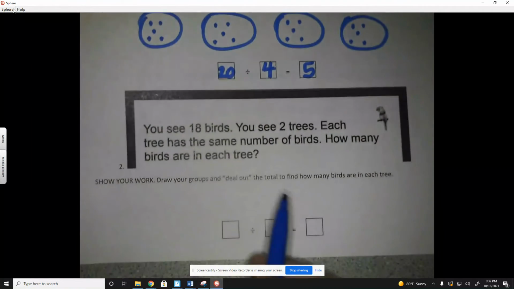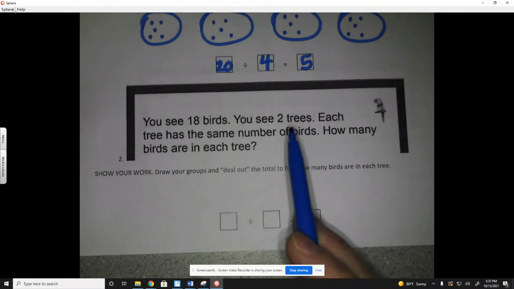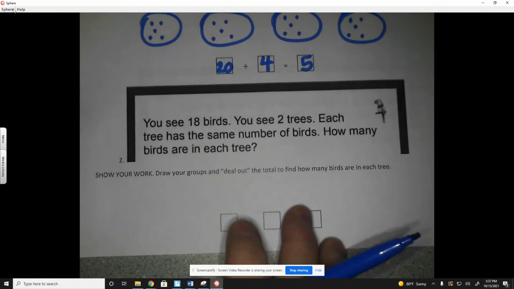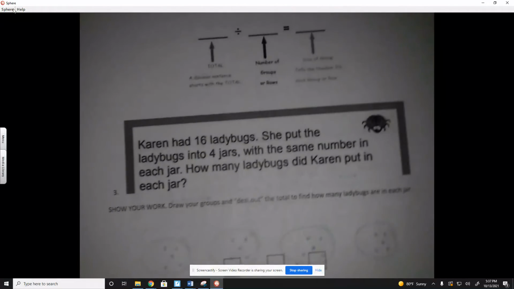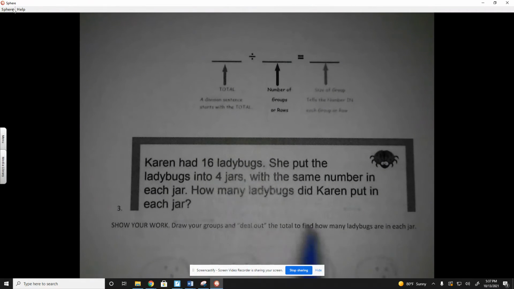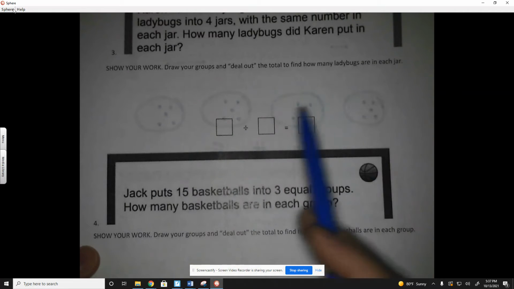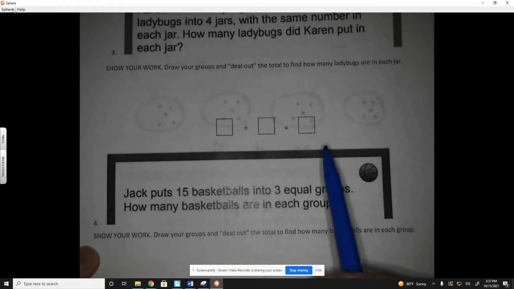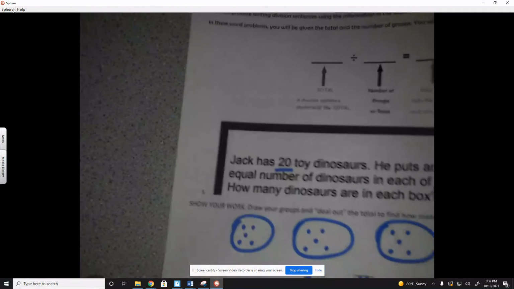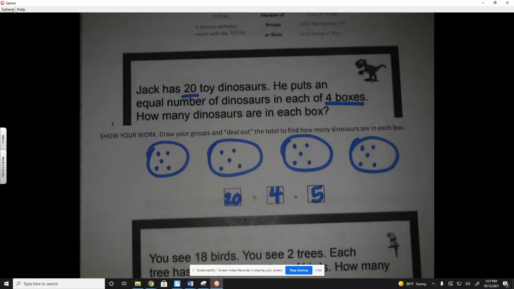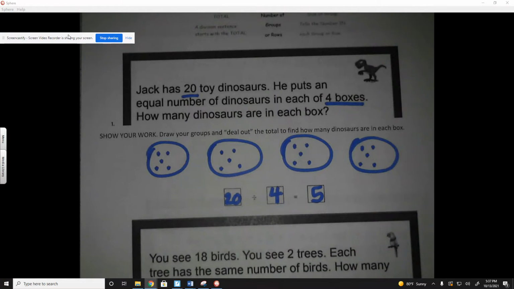There's a problem down here where you have the total and your number of groups. Trees are groups. And then on the back, you have your total and your number of groups, and total and number of groups. You have a place to draw out and then fill in the entire division sentence. So substitute, if you will stop the video right here and let students answer questions 2, 3, 4, and then you can come back and check answers. So be sure to pause the video and let them work these independently.